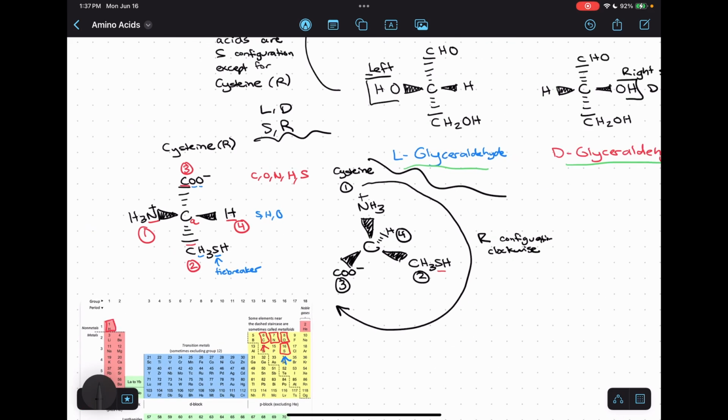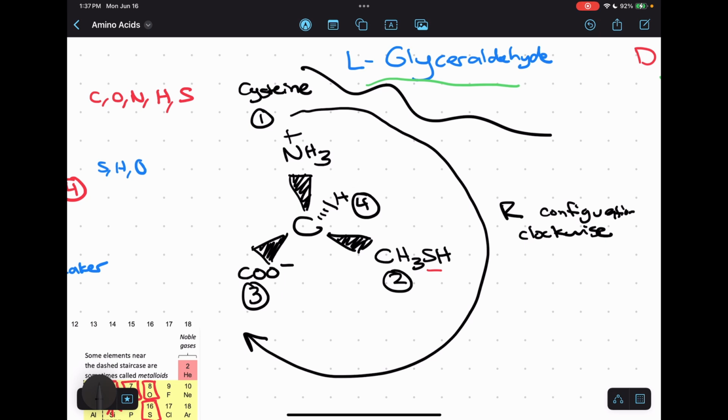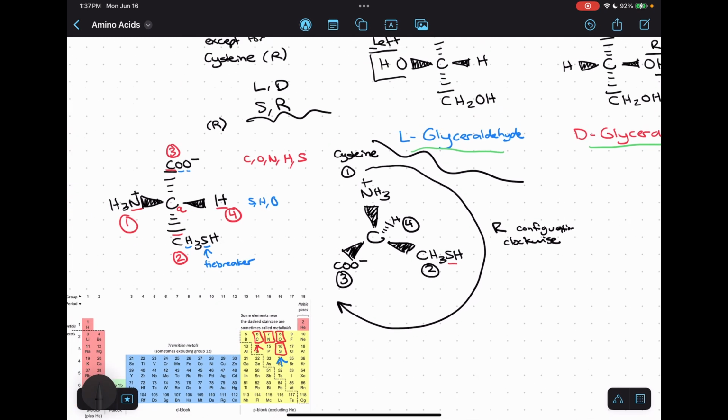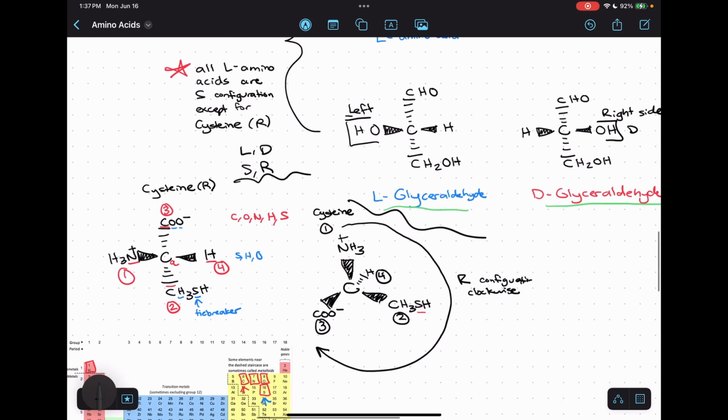So we would know that if hydrogen is facing towards us, the rest would be facing away from us. And that would mean that once we run along the priority groups, it would be counterclockwise, which would also give us R. So it really depends on whether the lowest priority group is facing towards you or away from you. So in this case, cysteine is going to be R.